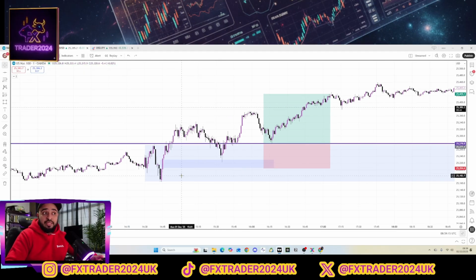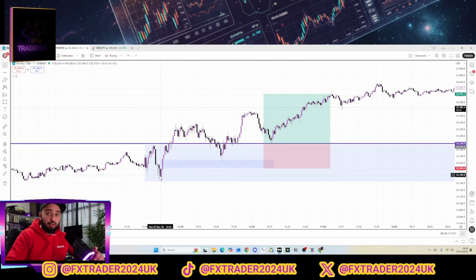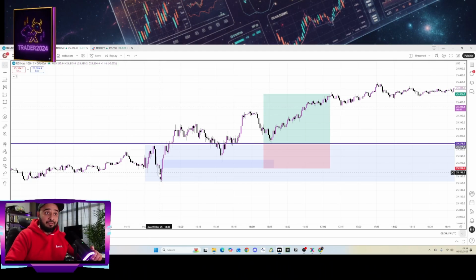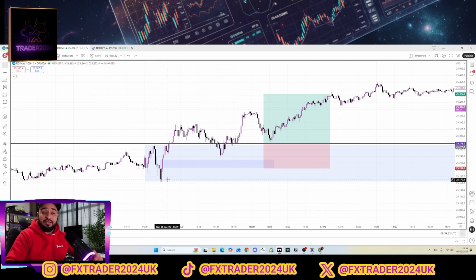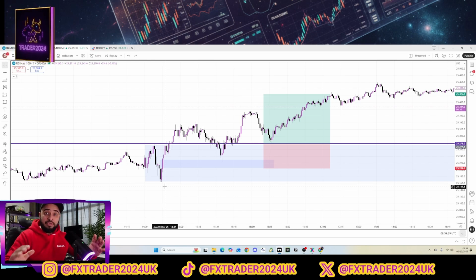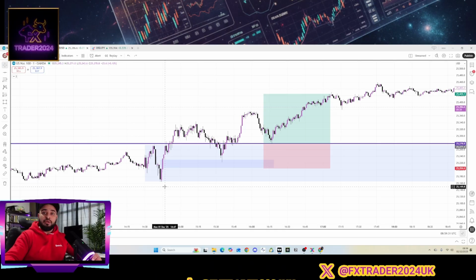Some traders use this with the 8 a.m. New York session opening 15-minute candle, but most traders use this with the 9:30 a.m. New York opening session, once the volatility kicks in and there's more movement in the market.